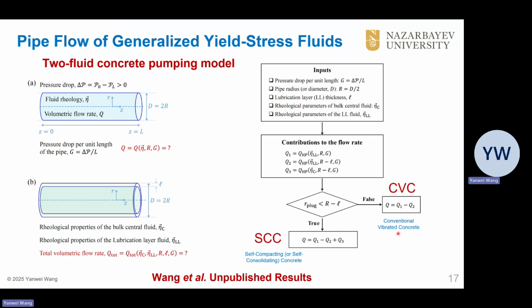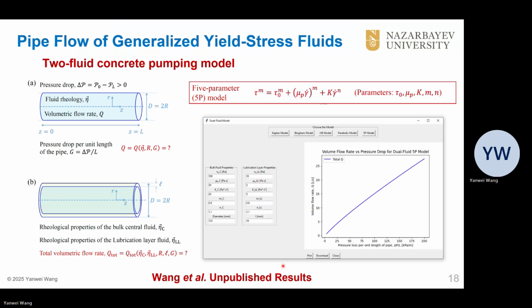Here, we can naturally distinguish between two cases for CVC and SCC. CVC represents conventional vibrated concrete, where the yield stress is relatively large. So in this case, for the bulk concrete, there's only the plug flow region. But for self-compacting concrete, due to the relatively low yield stress, we can have shearing and also plug flow for the bulk concrete. So here, the bulk rheology will play a stronger role.